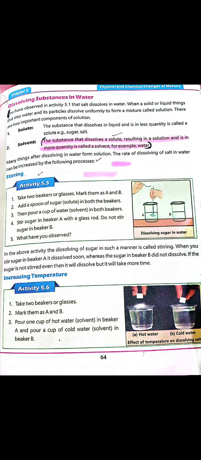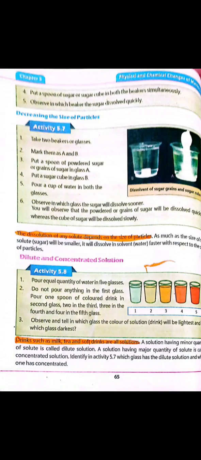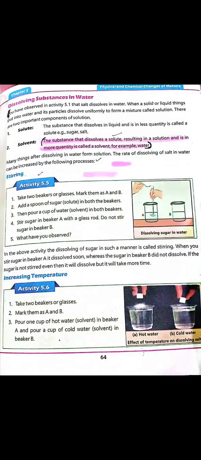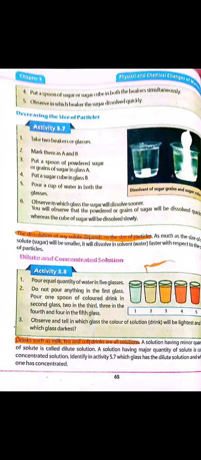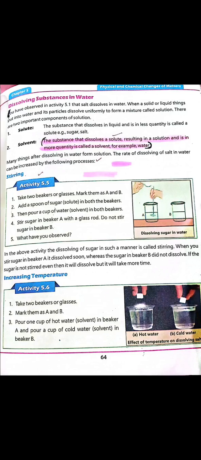So there are three factors which increase the solubility of the solution, and these three factors are stirring, increasing temperature, and decreasing the size of the particles. What are these three factors that increase the solubility of the solution? These three factors are stirring, increasing temperature means rising the temperature, and decreasing the size of the particles. What does it mean? We are going to explain them one by one.